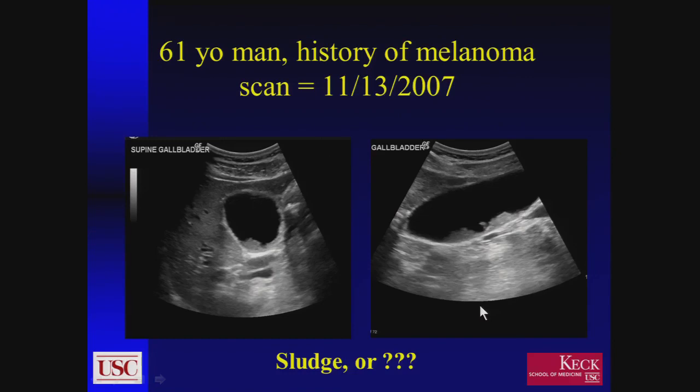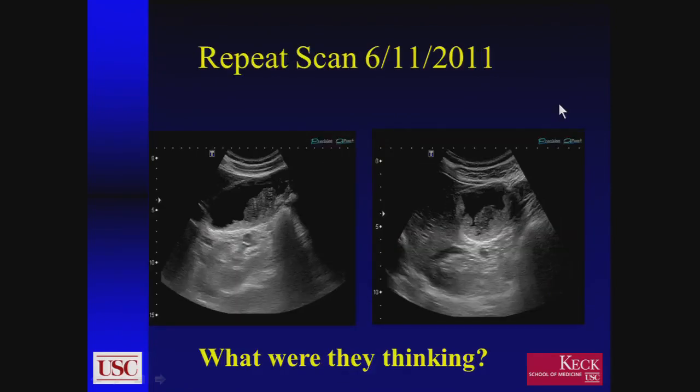This is another scary case. This is a 61-year-old man who was seen with a history of melanoma. Looking back through his records, we actually found his initial scan, which was performed in 2007, and this was called sludge. Okay, so a little sludge never hurt anybody. He went home, no problem. I think what's particularly interesting is that he has a history of melanoma. He had a repeat scan in 2011, and luckily this was from outside. This was called sludge again.